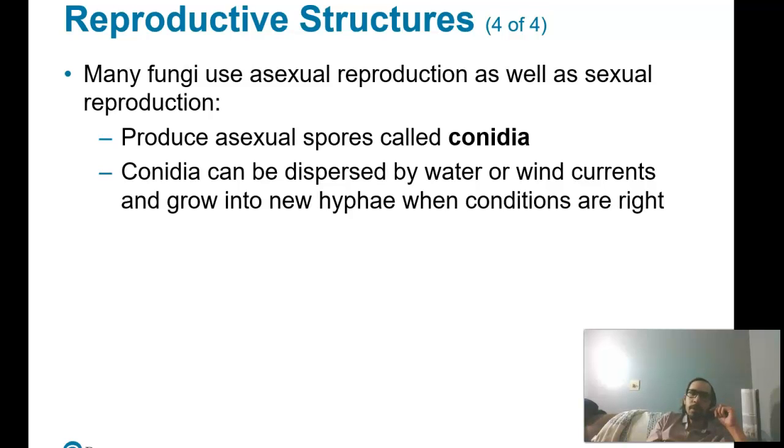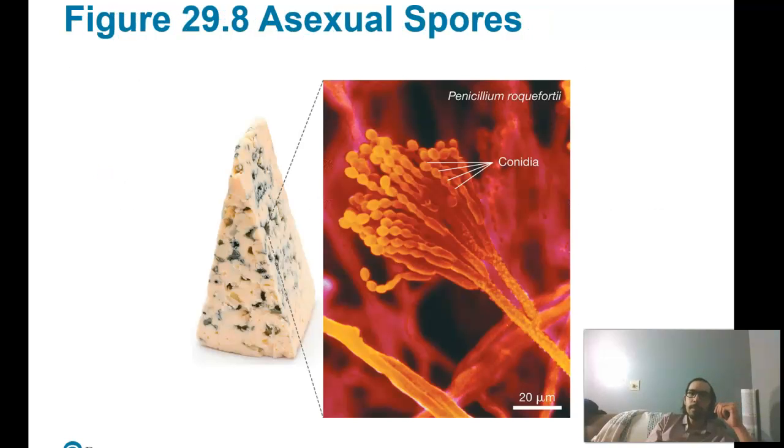Many fungi use asexual reproduction as well as sexual reproduction. They produce asexual spores called conidia. The conidia can be dispersed by water and wind currents, and they can grow into new hyphae when the conditions are right. Okay, so here you can see the conidia, which you would find in something like blue cheese or rotting cheese.